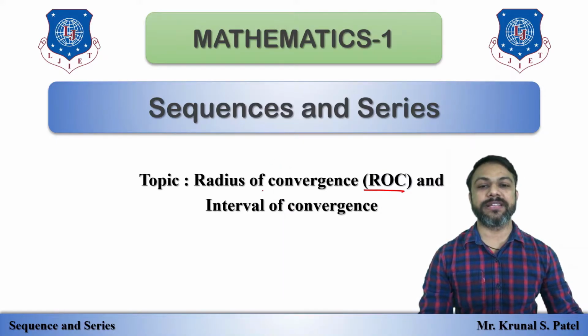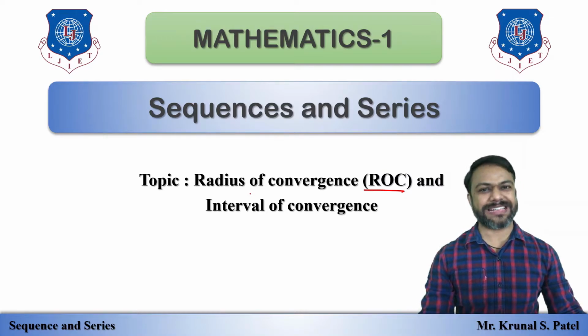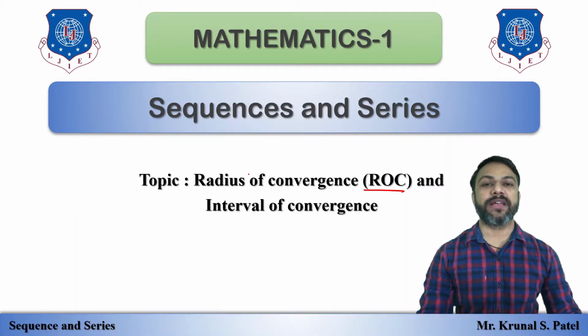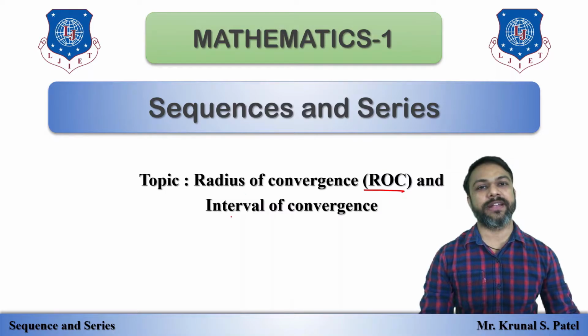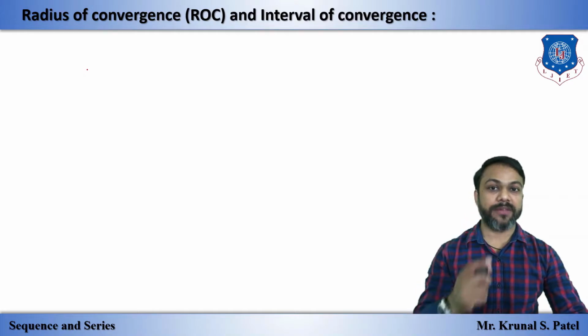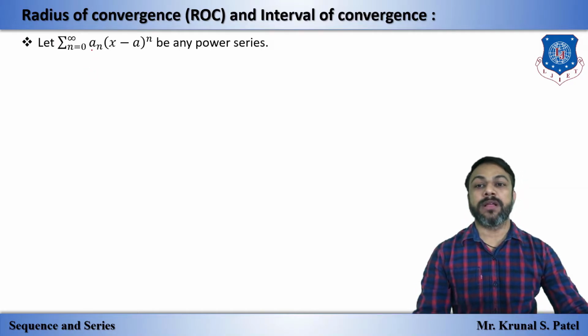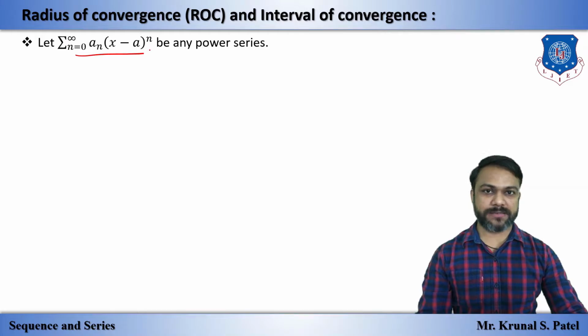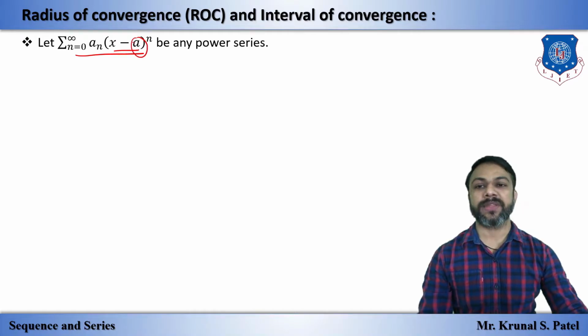Okay, so let's start with this very last topic of this chapter: what is radius of convergence and interval of convergence. Let's have a look at this. This is the basic topic, and we have to remember these steps. Let this be our power series. We know that it is a power series in powers of x minus a. Here a is the center of the series.